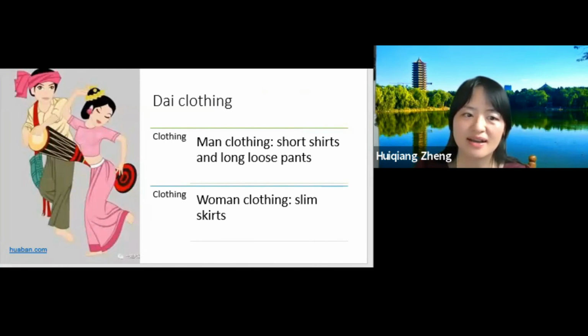And the Dai clothing. Dai clothing for men is just short shirts and long loose pants. And for women, they wear short tops and slim skirts, which make them look very elegant and beautiful.